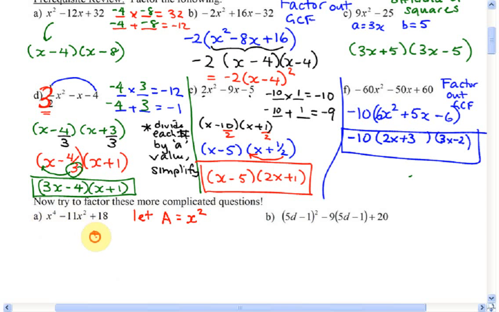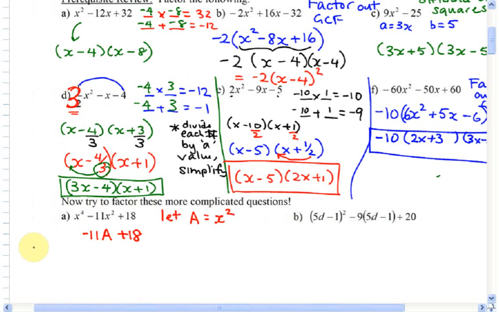Well, the 18 is still there. The x squared now becomes the letter a. Now, what about the thing in front? A squared. Good. So I hope you can understand that x to the power 4 is the same thing as x squared squared. And if I make x squared equal to a, this becomes a squared. Can you factor that now, dear friends? Do it. Find two numbers that multiply to 18, add to -11.